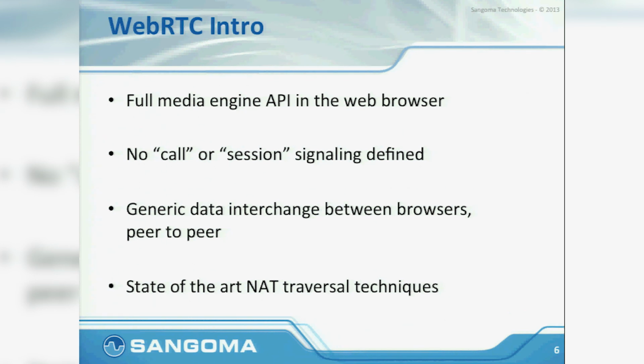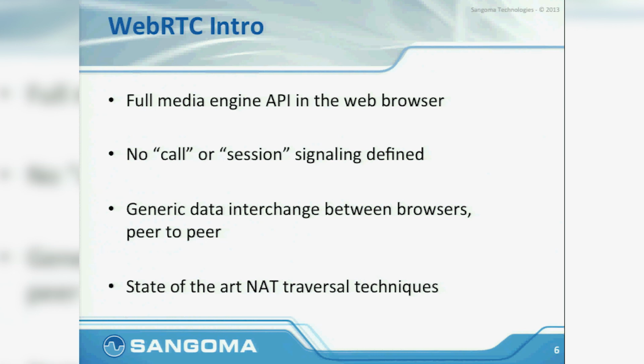If you're a web developer, you're used to using JavaScript for your development. It's pretty much the same. It's just a different API in JavaScript, so you can manipulate the media streams, send media settings from one browser to another. There is a generic data interchange between browsers, so you can not just exchange media, but you can exchange any kind of data that you may want for your application, peer-to-peer, browser-to-browser.